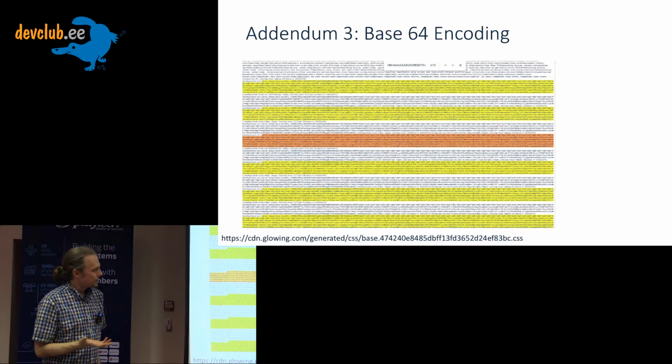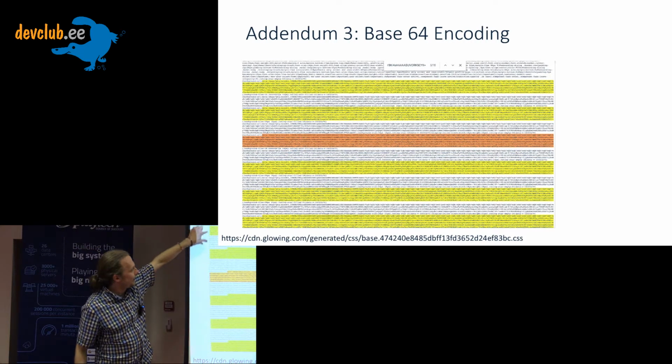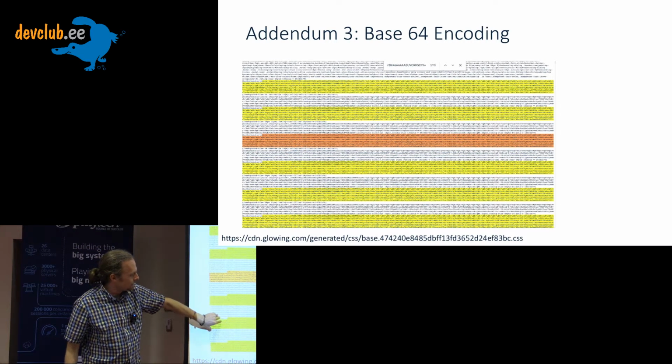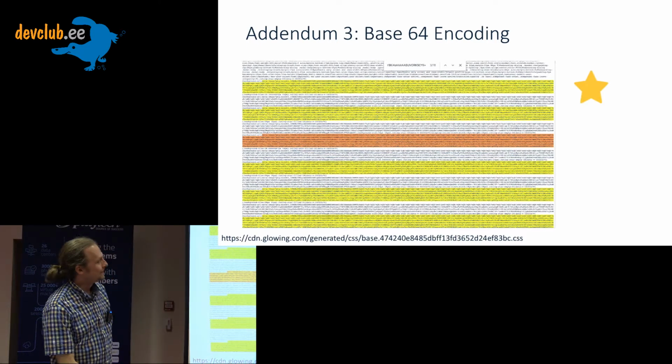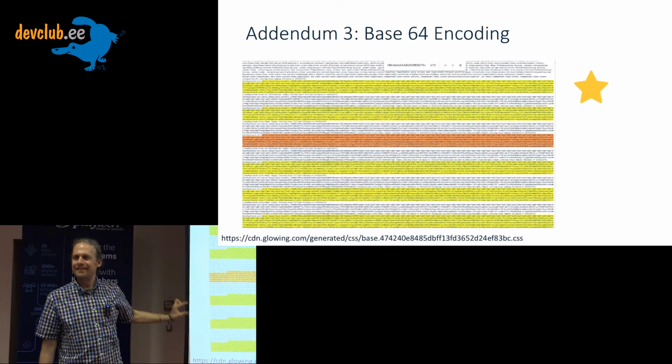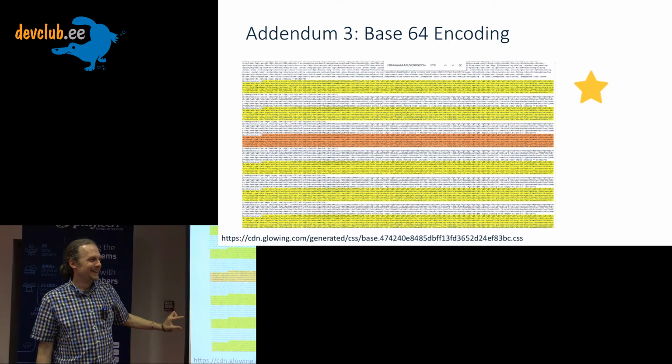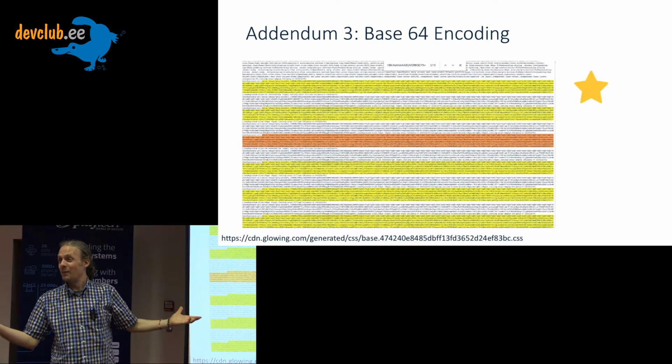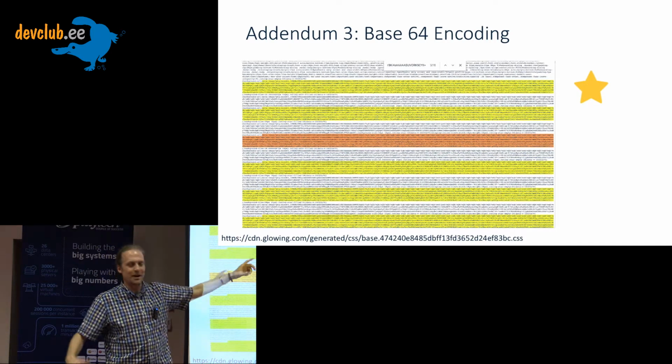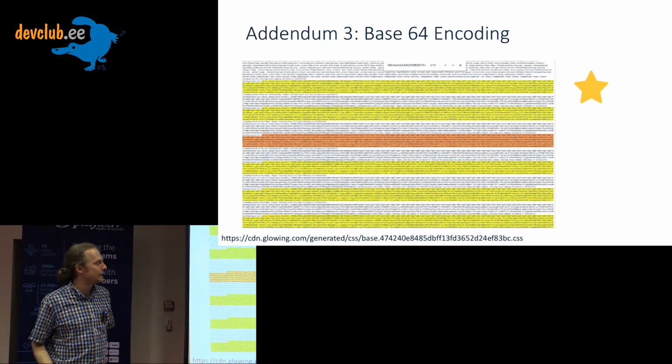I found this CSS file on the internet. Each one of these highlights is a base 64 encoded image. It's the same star, repeated 16 times in one CSS file. And I think it's because you can't really tell what it is. It's just a blob of text. You don't really know what it is.